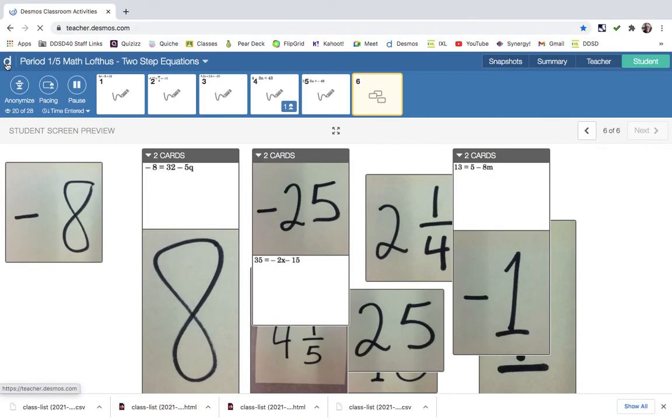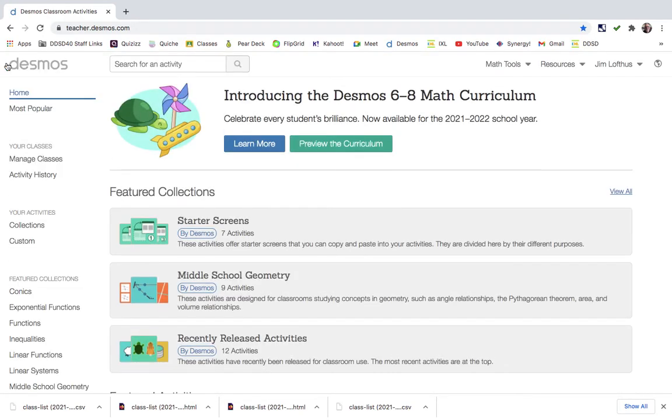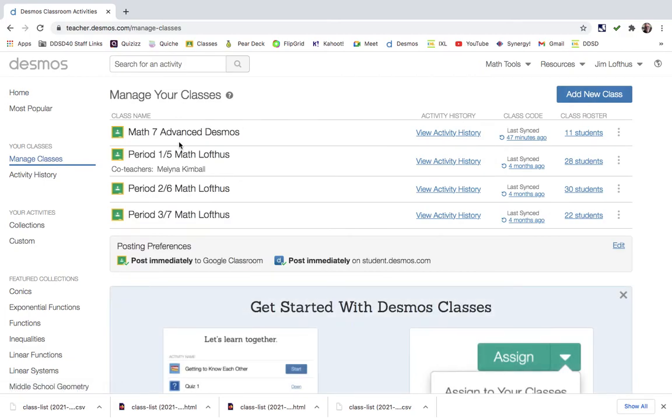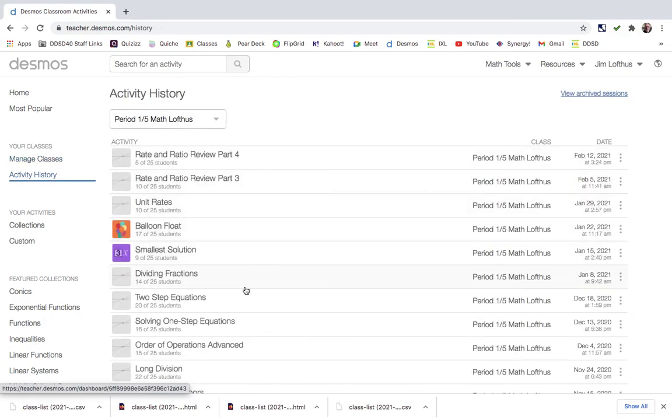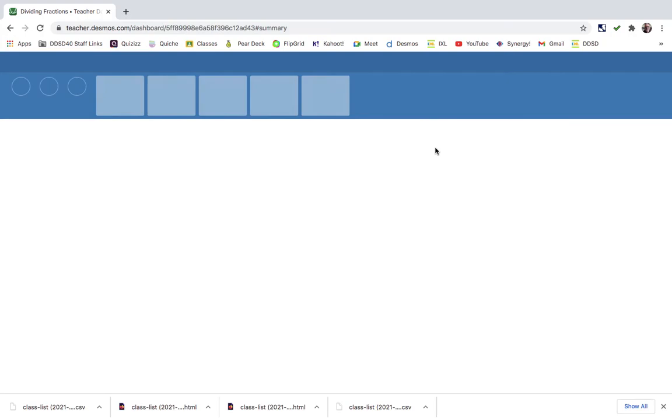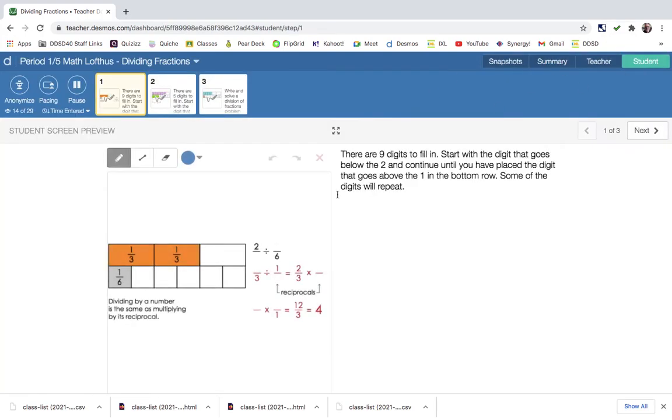Now let's take a look at week 15. Okay, week 15 is dividing fractions. There's just 3 cards on this one. And what you do on this is really fill in what is happening here. So we have 1/3 and 2/3, so that is 2/3 divided by 1/6 is the same as 2/3 divided by 1/6. So just have to write that again.